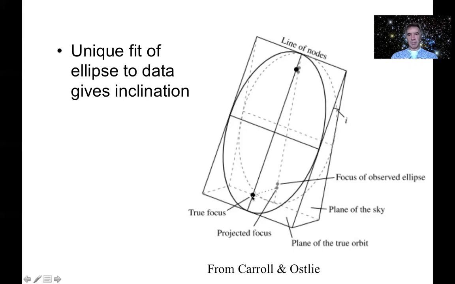If it's inclined at some angle, the apparent focus of that ellipse is not where the primary star is. So basically you keep changing the inclination angle until you get that to agree, and then you know the inclination of the orbit, and you can then deproject the true elliptical path of both stars. But again, I will only ever give you the deprojected values.